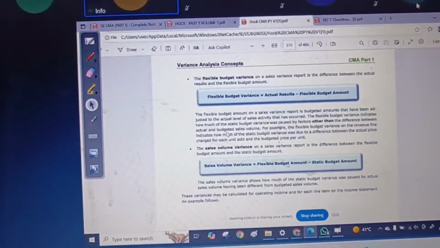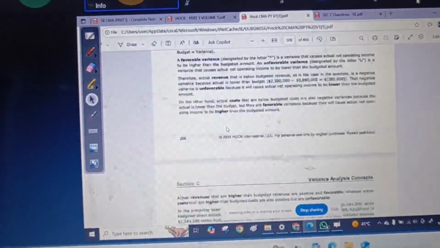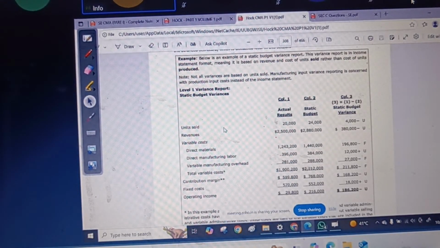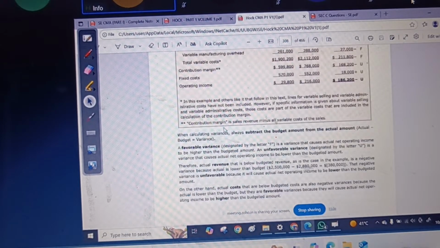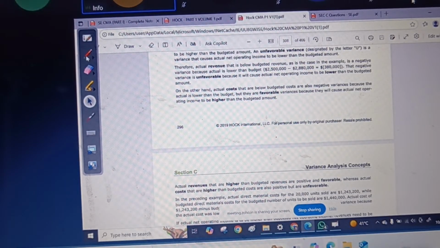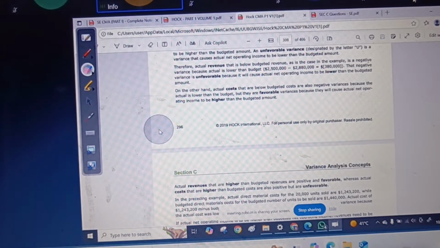Just a simple scenario. This is the static budget variance between actual results and static budget. Okay. If you can go to Horngren, page number 296. Page number 296 under Horngren, in that book.